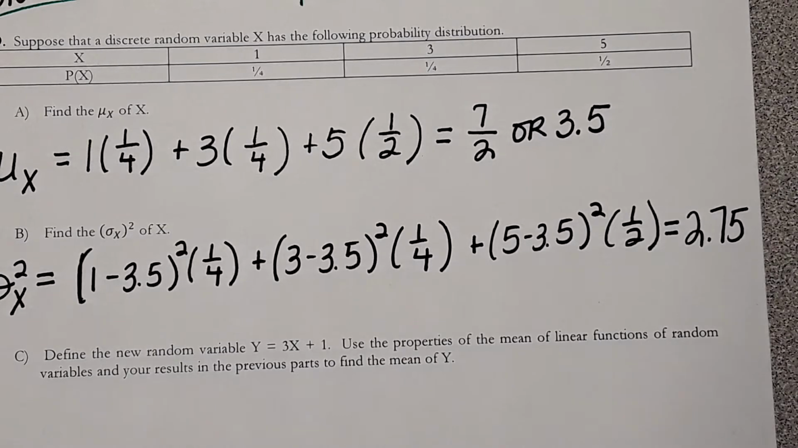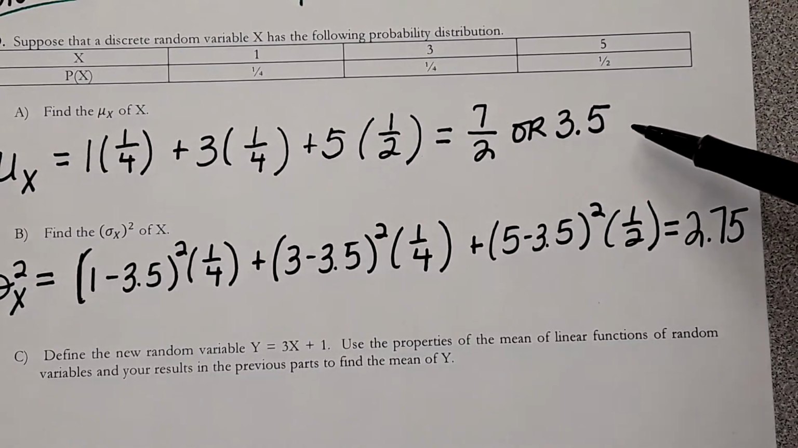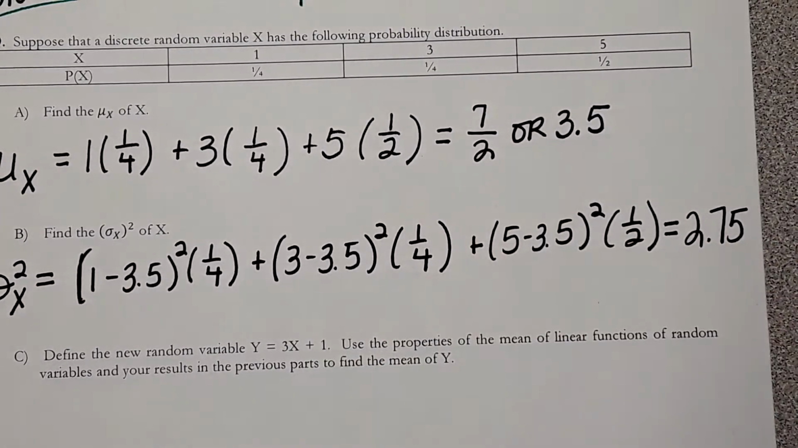You guys, they're never going to say that. What they're going to say is to find the new random variable y equals 3x plus 1, and they're going to say find the mean of y. So how do you find the mean of y? What do we do? Amy. Take the mean you found in A and you plug it in. Yep, we're going to use the mean that we found in A, and we're going to plug it into 3x plus 1.